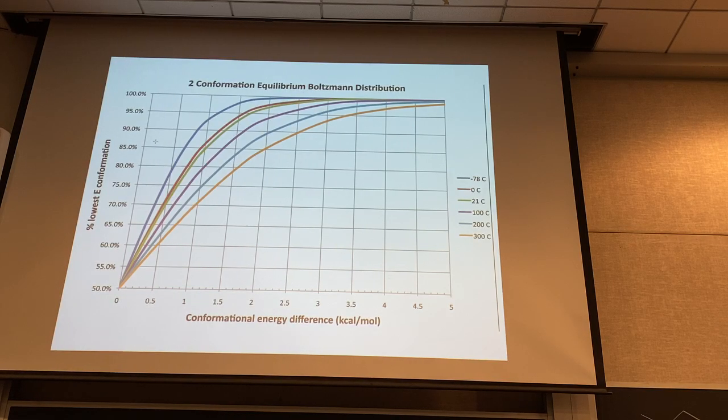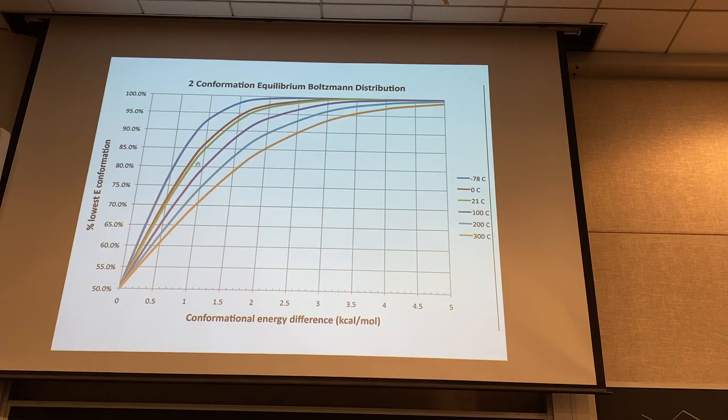Let me point out the one for us. What was our difference in energy for gauche versus anti-butane? It was 0.9. So right here, you see where I'm pointing the cursor there? So it would be at 0.9. This is the conformational energy difference, 0.9. And then we go up to the green line. The green line is room temperature, 21 degrees C, right?